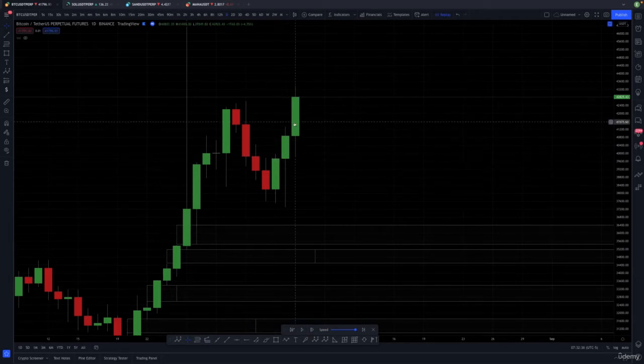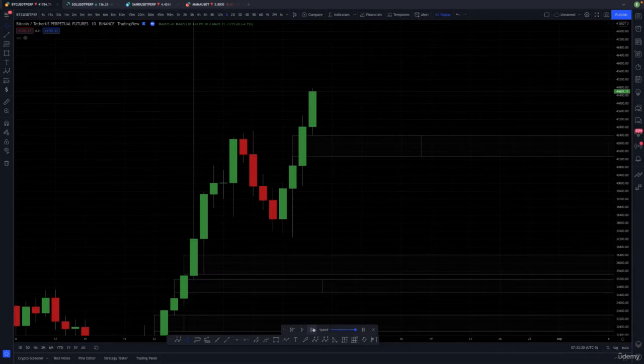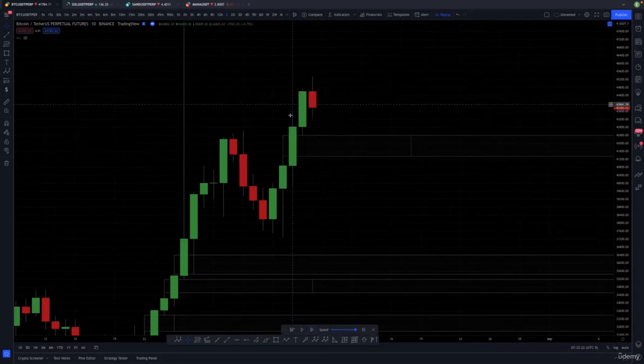As you can see, the price went up and came back down, so this whole area is filled. Let's play the price again. The price went up, came back, filling all the imbalance. So we don't see any imbalance here.